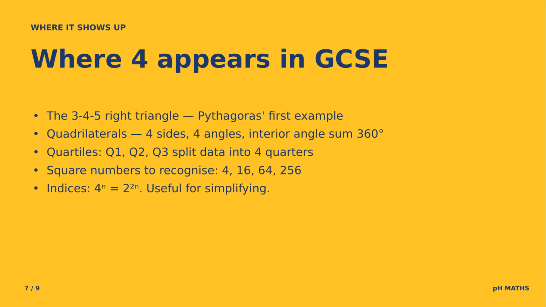Where 4 actually shows up: the 3, 4, 5 right triangle, Pythagoras' first example, and the smallest whole number Pythagorean triple. Quadrilaterals have 4 sides, 4 angles, and an interior angle sum of 360 degrees. Quartiles in statistics split data into 4. Square numbers to recognize on sight: 4, 16, 64, 256. And the indices identity: 4 to the n equals 2 to the 2n.